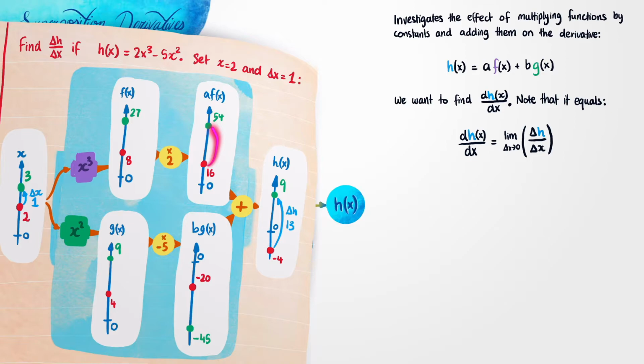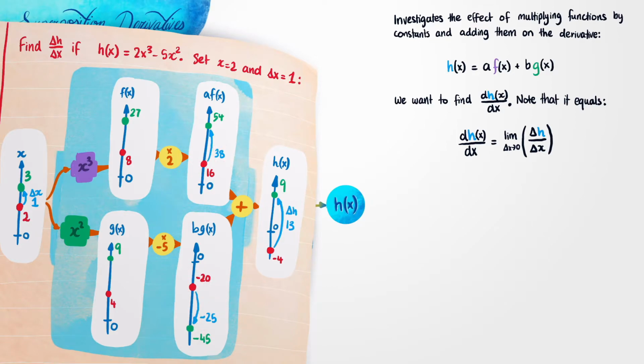To go from 16 to 54, you have to increase by 38. And to go from minus 20 to minus 45, you actually have to decrease by 25. And now you notice something cool. 38 minus 25 is the exact same thing as 13. So it looks like as well as adding the values, we're also actually adding the change in the values as well. And that's actually a really cool property of addition.